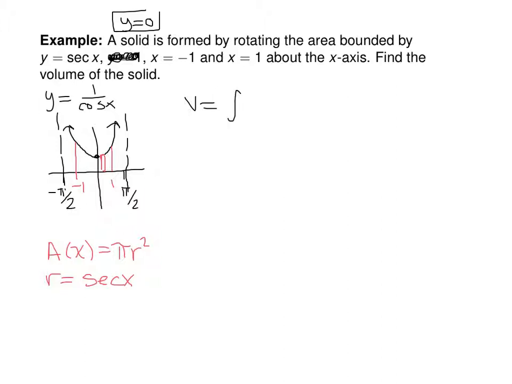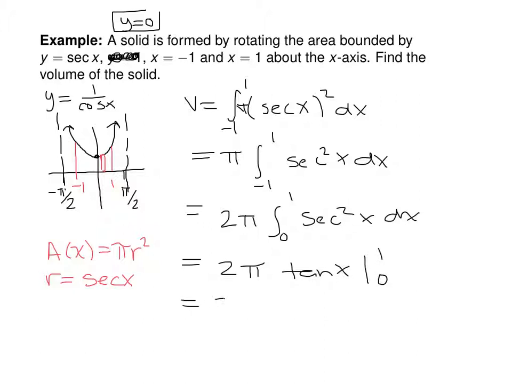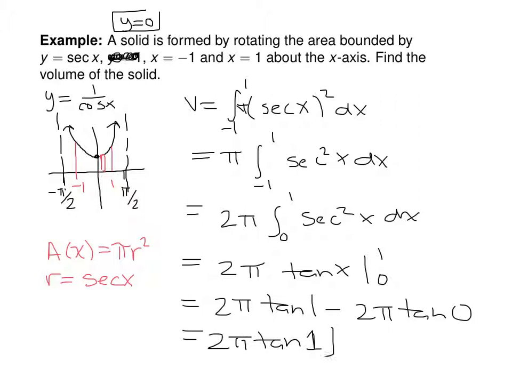That gives us an integral from negative 1 to 1 of pi secant x squared dx, which is pi times the integral from negative 1 to 1 of secant squared x dx. And then you can use symmetry to take twice the integral from 0 to 1. And the antiderivative of secant squared is tangent. So we'll have 2 pi tangent of 1, which doesn't work out to be a nice number, minus 2 pi tangent of 0. So that's just 2 pi tangent of 1.